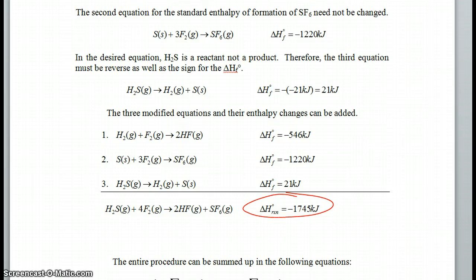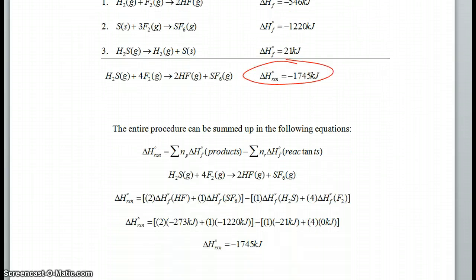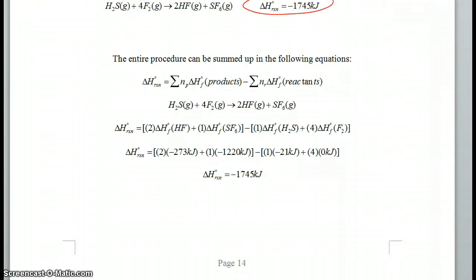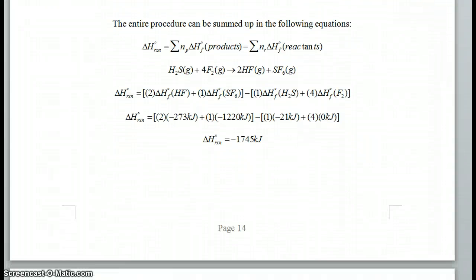So this is the longer way of doing these problems. There's actually an easier way to think of it. So what you're basically doing, for a reaction, you're taking the sum of the products minus the reactants, and each product or reactant is multiplied by its coefficient.